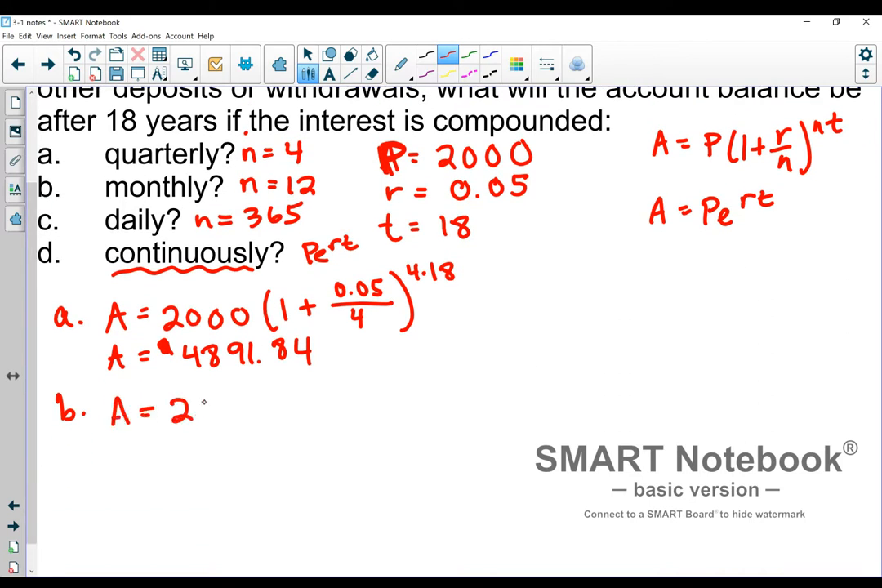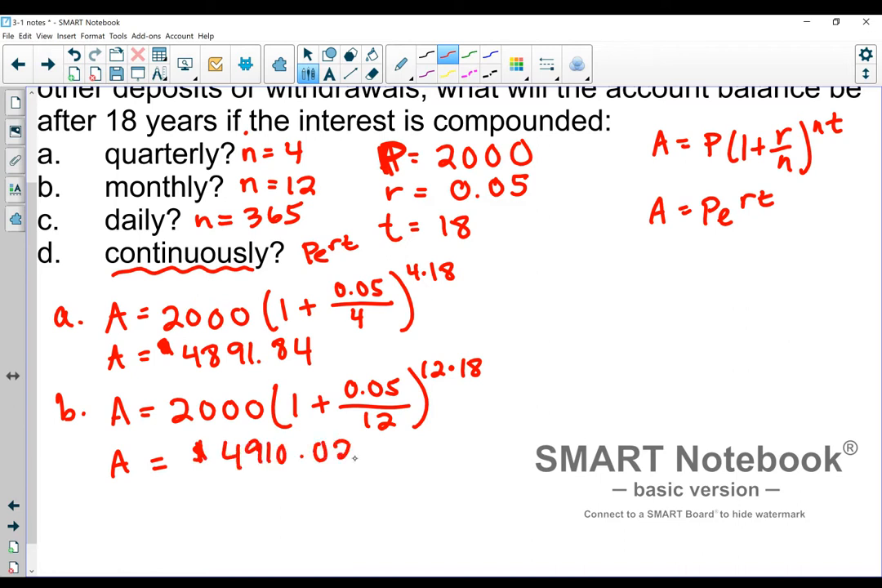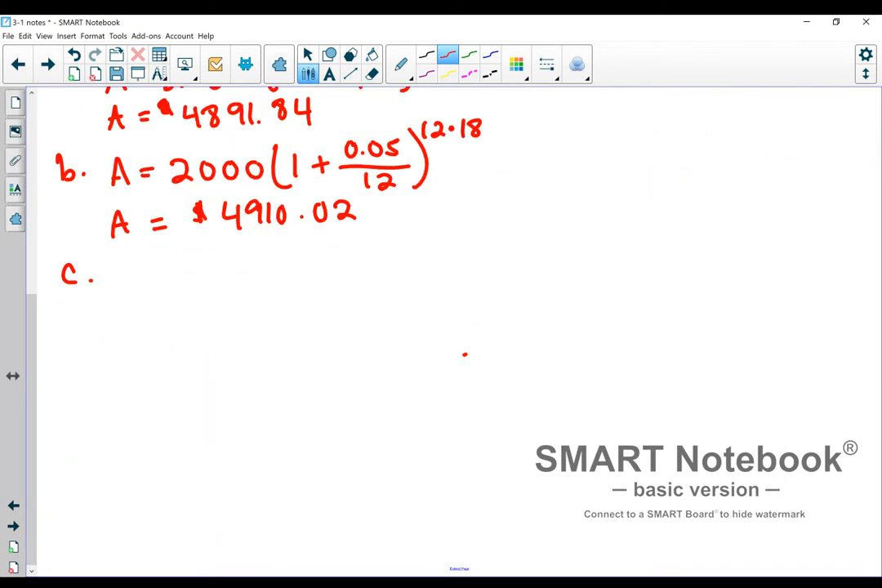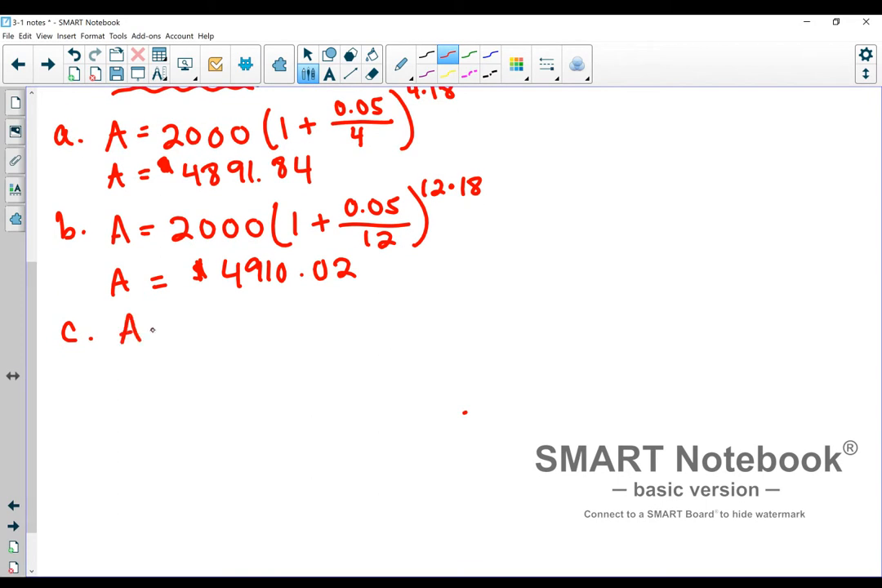For B, I am using almost the same formula, but I'm compounding more. So I'm expecting to earn a little bit more money. So 0.05 divided by 12 to the 12 times 18 power. For B, you should get, and go ahead and pause this and try it on your own, $4,910.02. For C, we'll do the same steps again where I plug it in and then give you the answer. Should be 2,000 times 1 plus 0.05 divided by 365 raised to the 365 times 18 power.